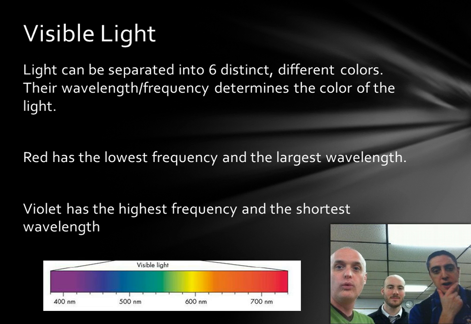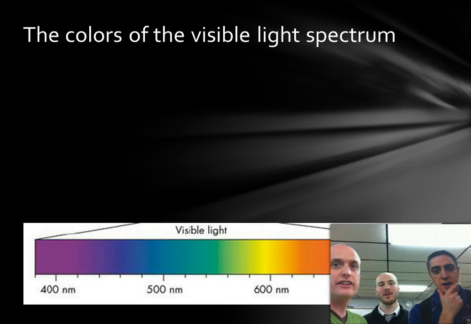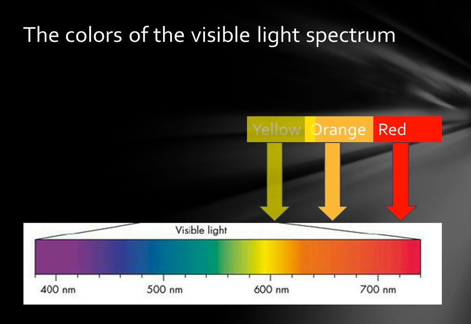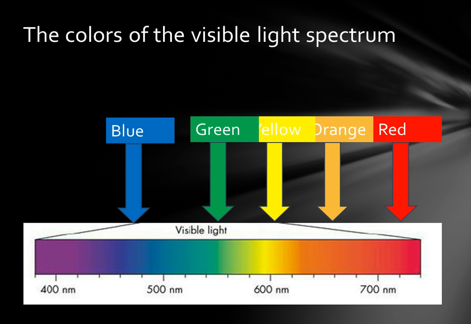So red would have the long ones, violet's going to have the very short ones. They get packed into the small spot. They get packed into space, whereas red is a little more spread out. So here are the colors of the light spectrum. The lowest frequency, as we said, is red. The second lowest frequency is orange. Third lowest frequency, yellow. Then you got green. Then you got blue. And then you have violet.